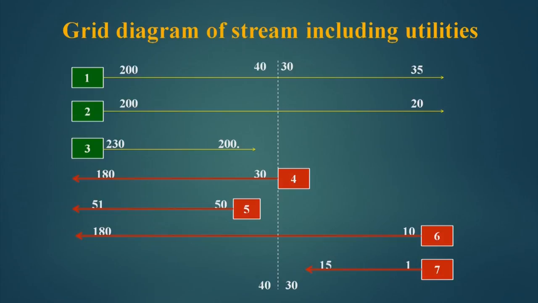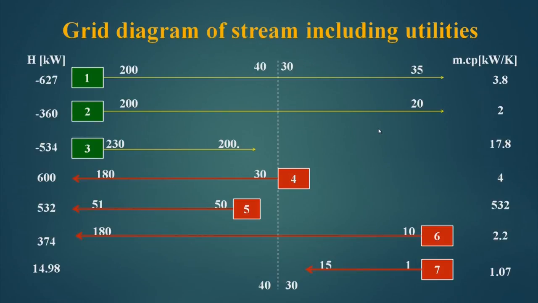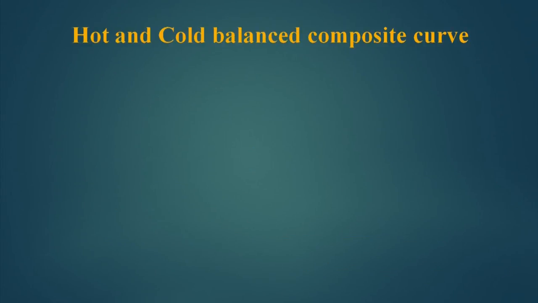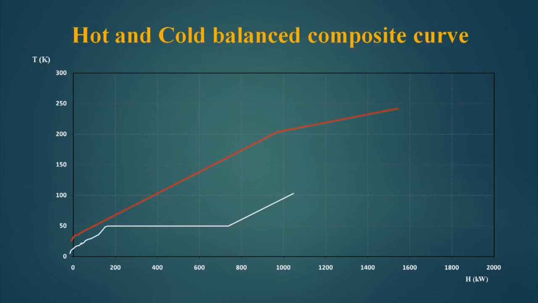So, this shows the grid diagram, the pinch is 30-40, the delta T being 10 degree, the MCP values. Now, if you see the composite curve, it looks like this, and these are the delta T's, the natural driving forces which are available to the different streams. Now, if I consider vertical heat transfer, the hot stream available here has a delta T available with the cold stream of this much. So, this also shows the driving force available between hot and cold streams, and this is a hot and cold balanced composite curve. That means the hot utility and cold utilities are included into this.